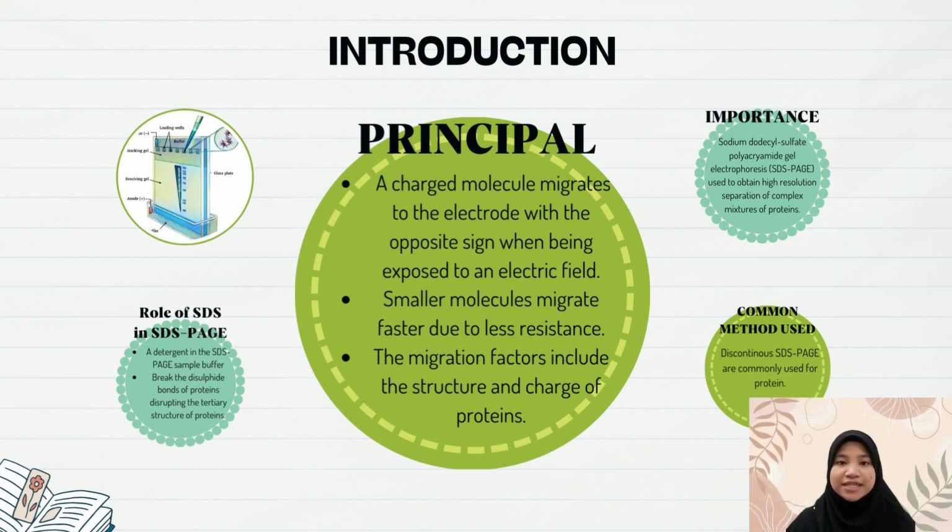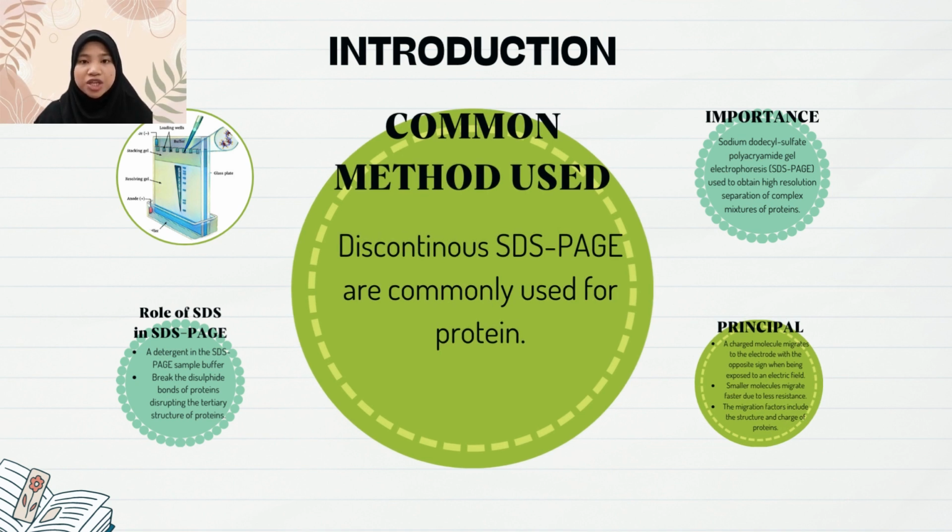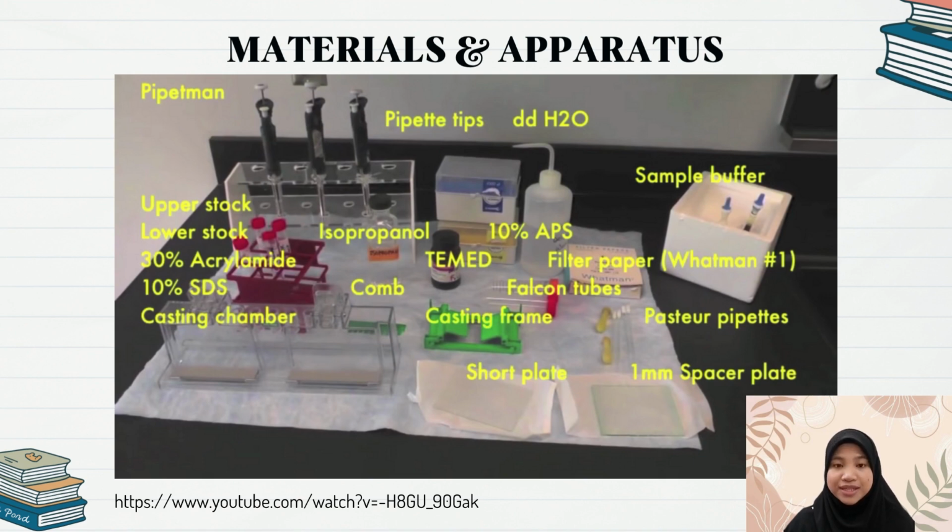The principle of SDS page is that a charged molecule will migrate to the electrode with the opposite sign when exposed to an electrical field. The small molecule will migrate faster than the large molecule due to less resistance. The structure and charge of proteins can also be factors of the migration of molecules. Discontinuous SDS page is the common method used for protein, while continuous SDS page is for nucleic acids. These are the list of materials and apparatus that will be used in the preparation of SDS page.